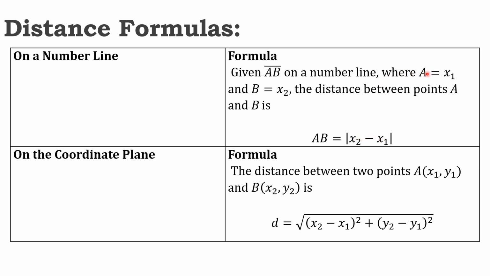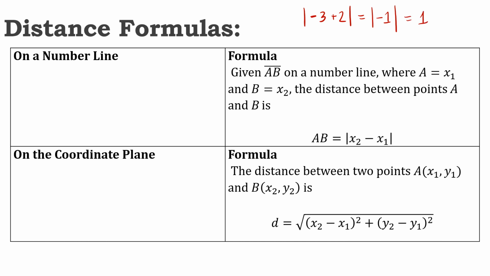So if A is the value x1, B is x2, then the distance between points A and B is the absolute value of x2 minus x1. And remember, absolute value makes things positive. So for example, if you had something like the absolute value of -3 plus 2, you work inside the absolute value, simplify that first. That's important. So -3 plus 2 is -1. Absolute value of -1 is just +1.